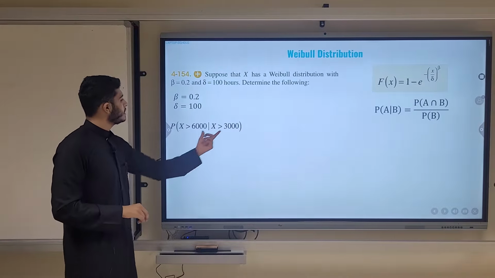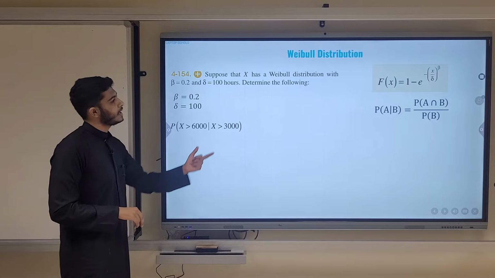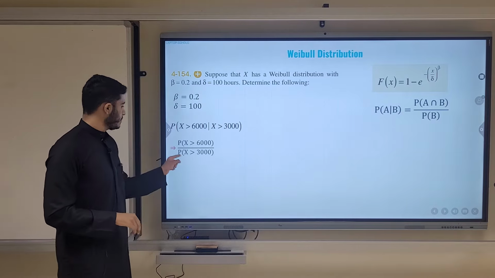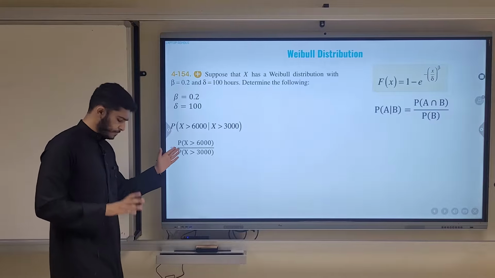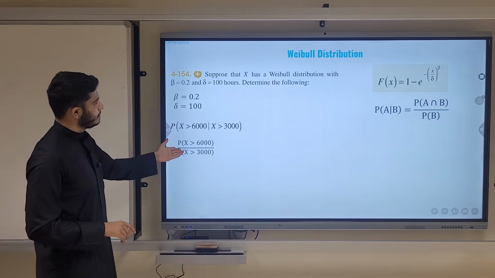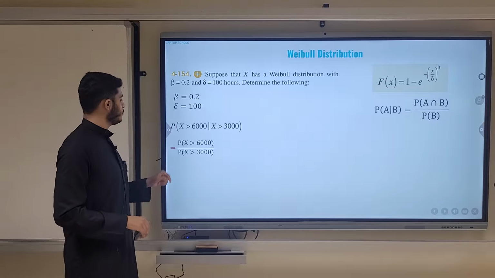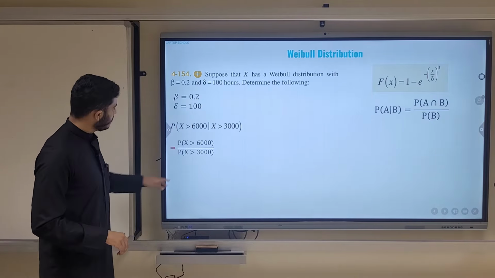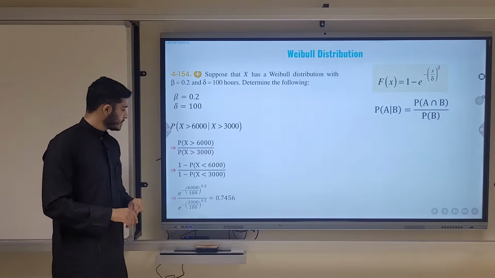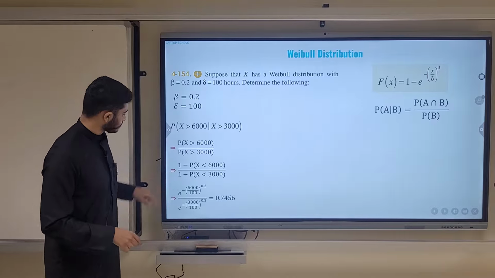And this one, we're going to put it in the denominator right away because it's the given one. With this one, we cannot evaluate each of them at least using the cumulative, so with the CDF, the cumulative distribution function, we have to make them cumulative expressions and solve them at the end.